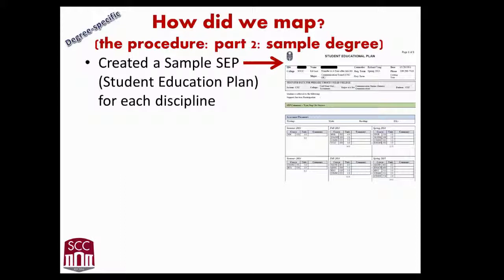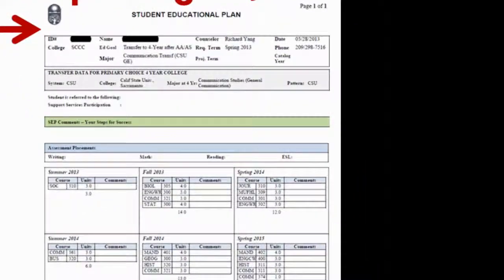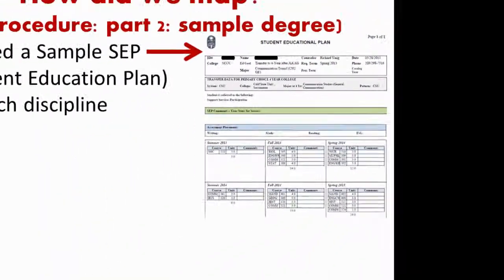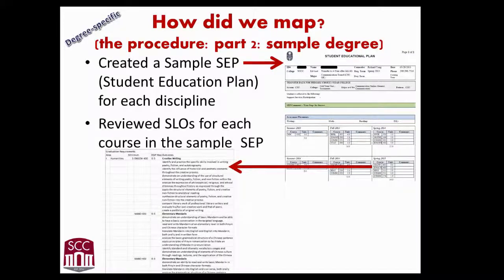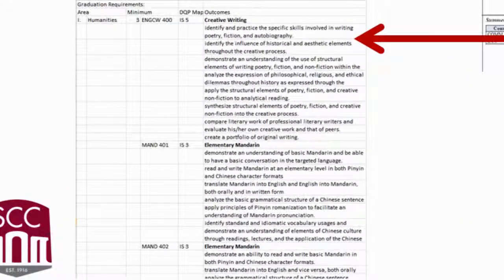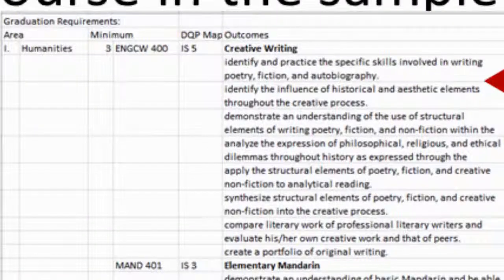So then we went beyond the program learning outcomes for each of the specific degrees and looked to see what would happen if a student got our degree, including all of the general ed requirements. And to do that, we created a sample student education plan for each of the disciplines. We then reviewed the student learning outcomes for each of the courses identified in the sample SEP. In this case, the creative writing course, which happens to meet our humanities requirement for graduation, we felt matched quite well with the intellectual skills 5th criteria of communication fluency.